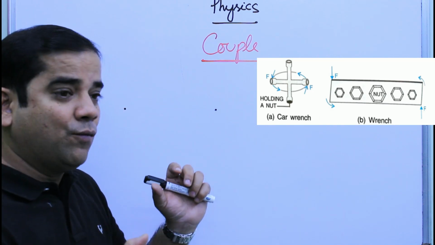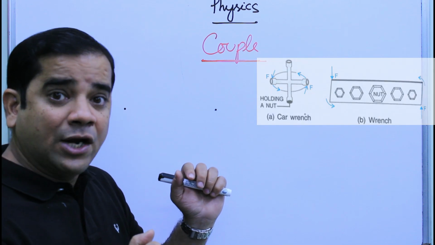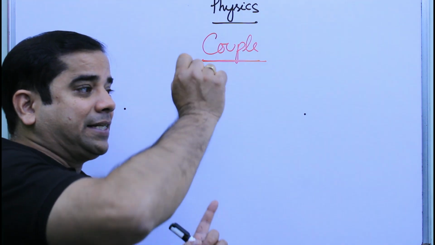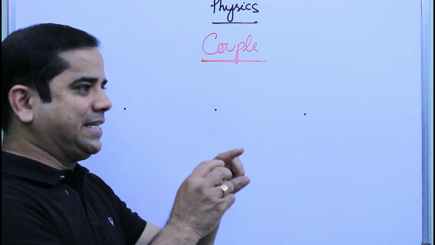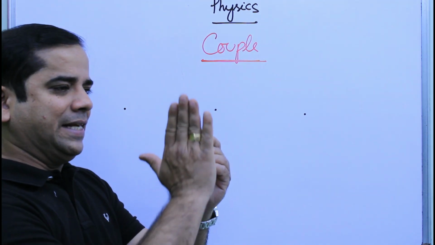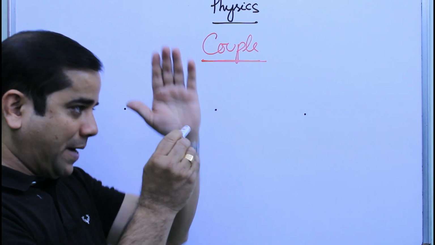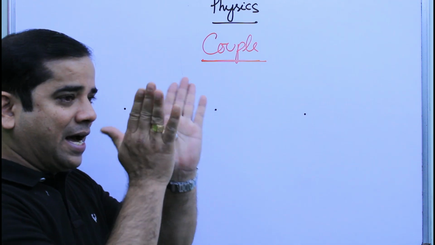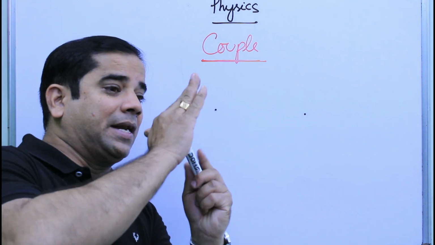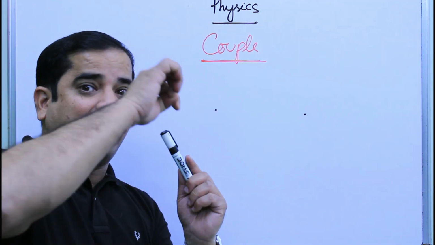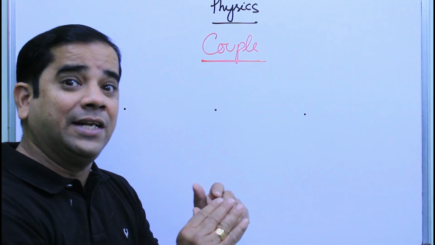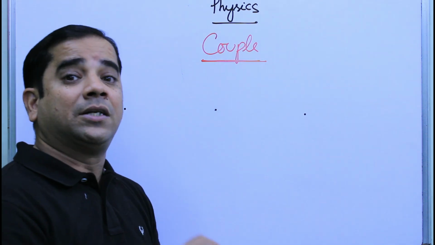So what happens when we put the force in opposite directions with the same magnitude? The wrench rotates in the same direction. Isn't it? See, one force is applied in this direction and another force is applied in the downward direction. So the magnitude is the same and the wrench rotates in the same direction. See, it is rotating in clockwise direction now. Okay, so this happens to the wrench with the application of the couple.